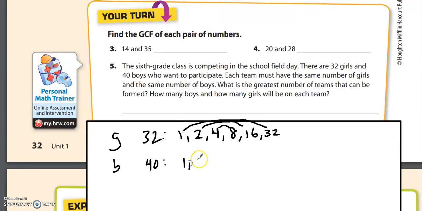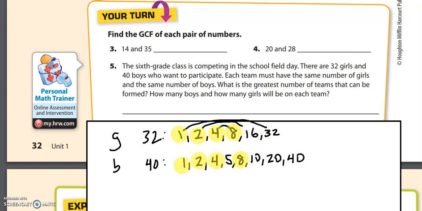40, the factors include 1, 2, 4, 5. 5 times 8 is 40. It's 4 times 10. It's 2 times 20, and it's 1 times 40, and that's all the factors of 40. And so now what I have to do is carefully examine my 2 lists and look for the highest number that appears in both. And I think I'll use a highlighter here for neatness. 1 is in both lists. 2 is in both lists. 4 is in both lists. 5 is not. 8 is in both lists. And that's the highest number.